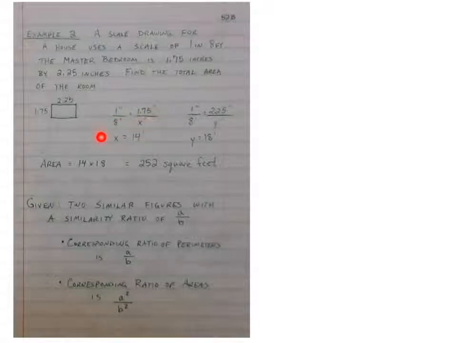And if we work that out, we find that the room is 14 feet long. And then we set up the same ratio, 1 to 8. And as a proportion, 1 inch to 8 feet is equal to 2.25 inches to y feet. And we find that the room is 18 feet wide. So our room is 14 feet by 18 feet. A 14 by 18 foot room gives us 252 square feet.